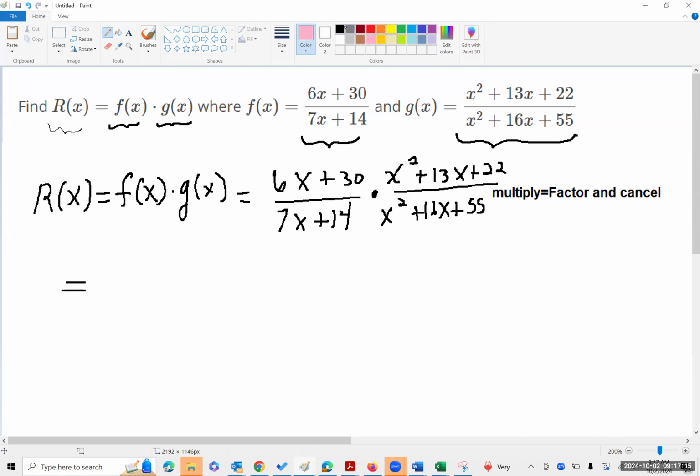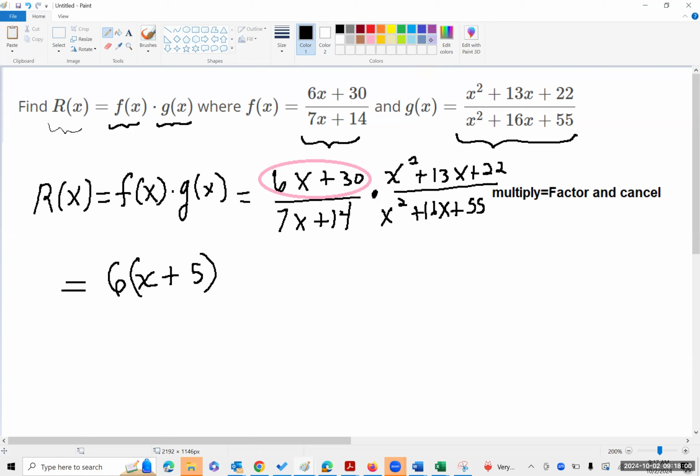So let's go one step at a time, right? Let's look at this piece. Notice that both 6x and 30 are divisible by 6. So that is going to be what we factor, and we're left with the binomial x plus 5, because 6 times x is 6x, and 6 times 5 is 30. Okay.